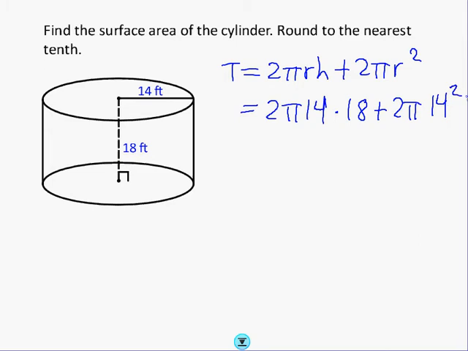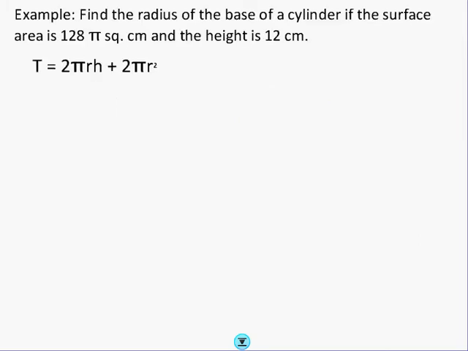I invite you to plug that in your calculator. I have no intentions of doing it in my head.